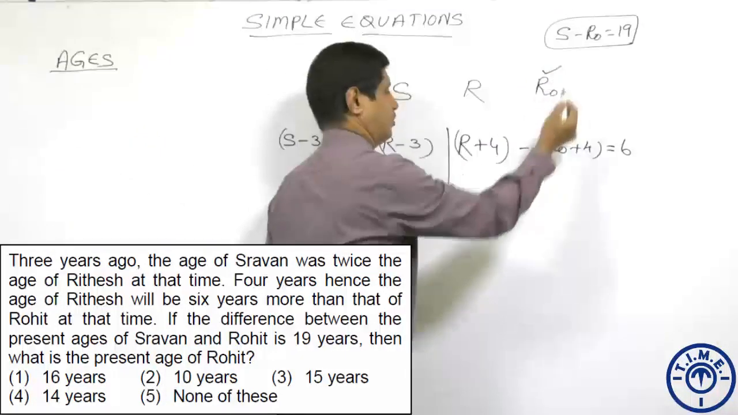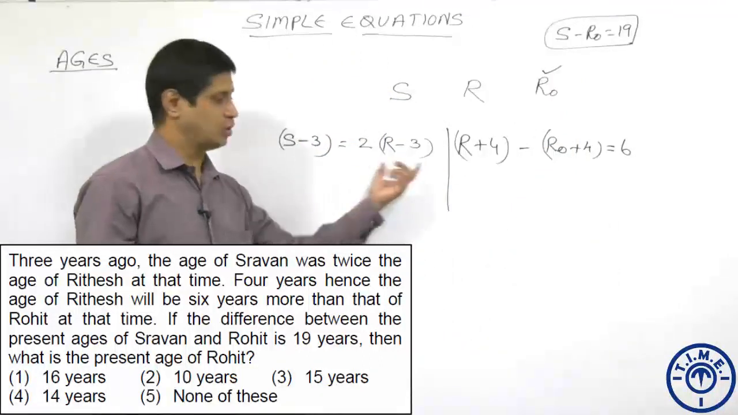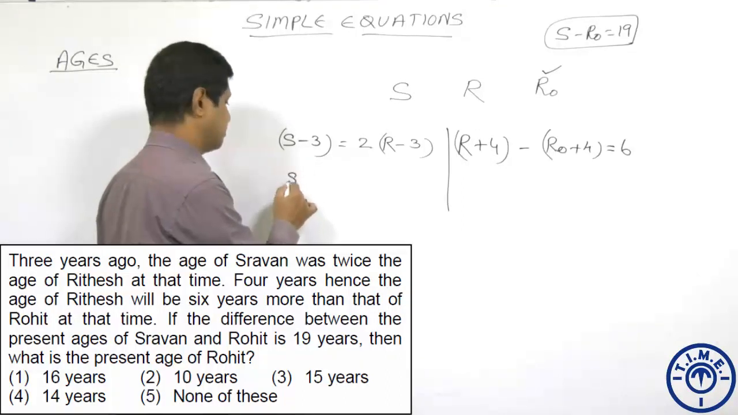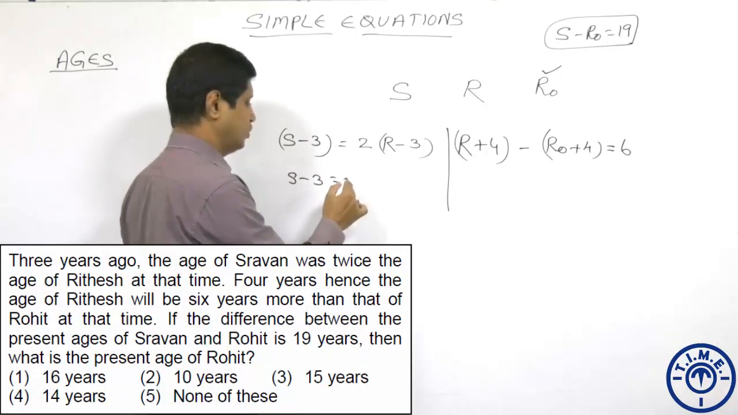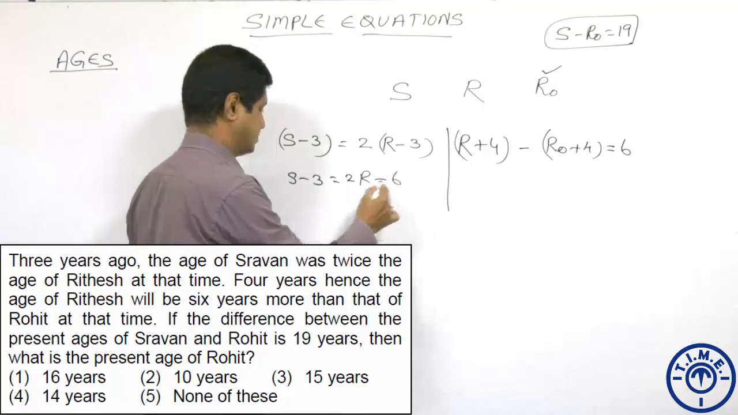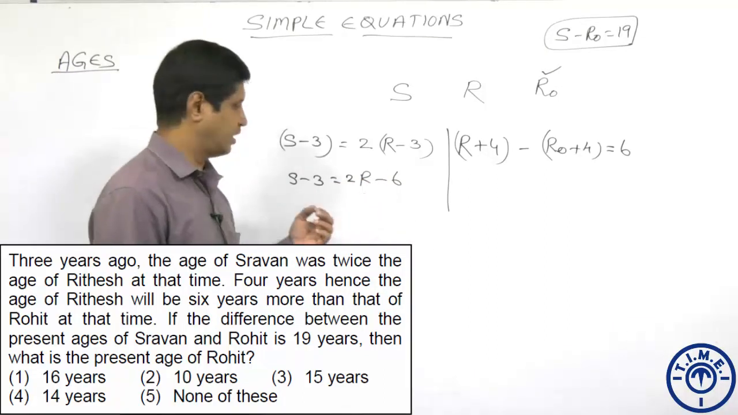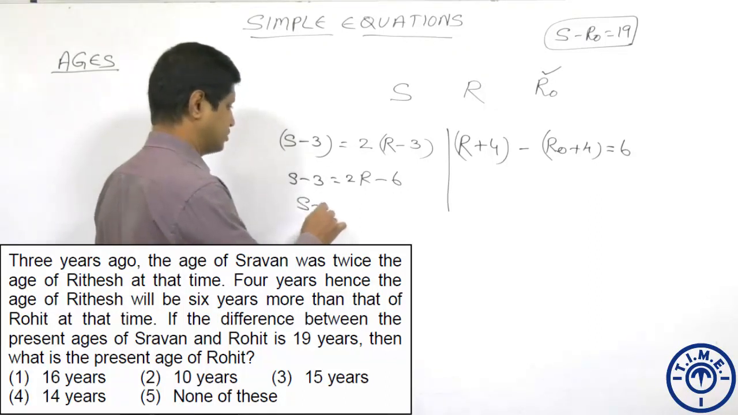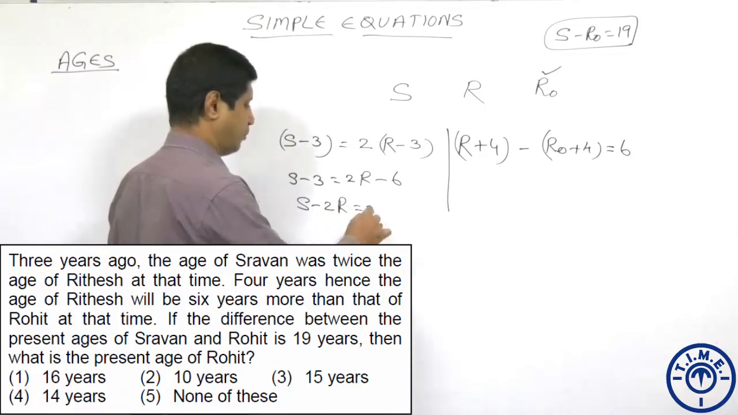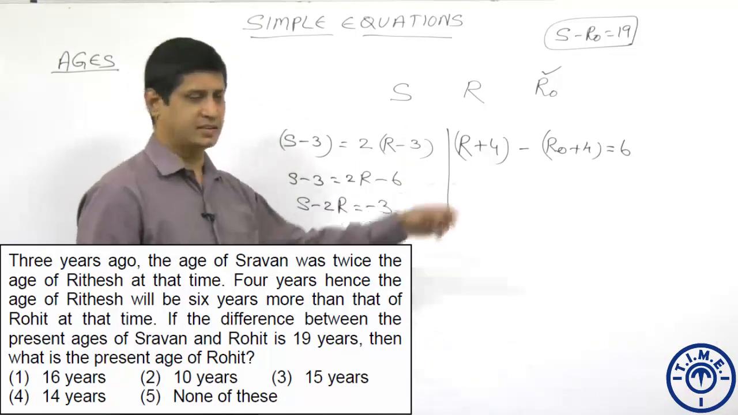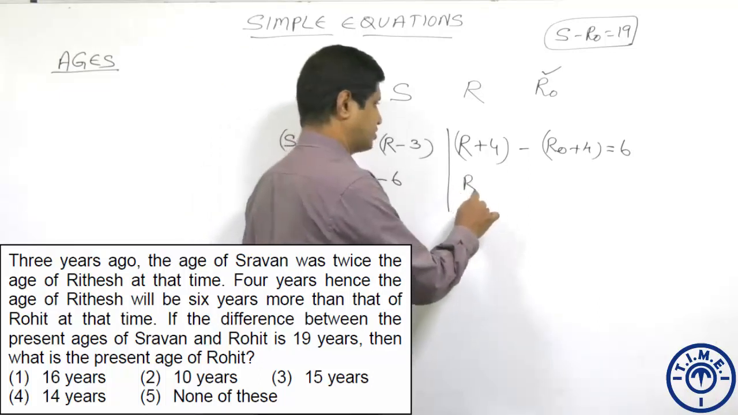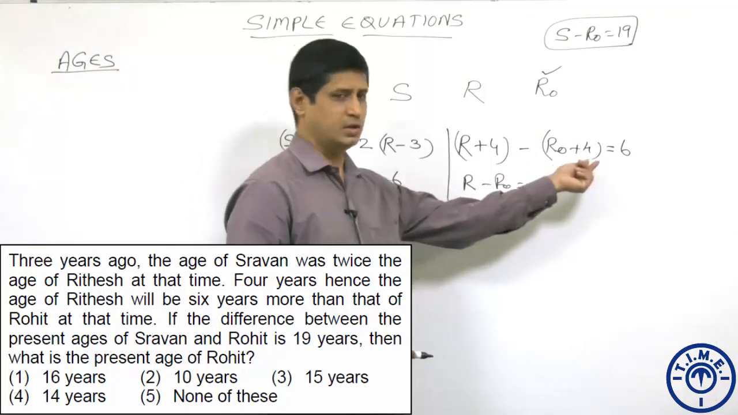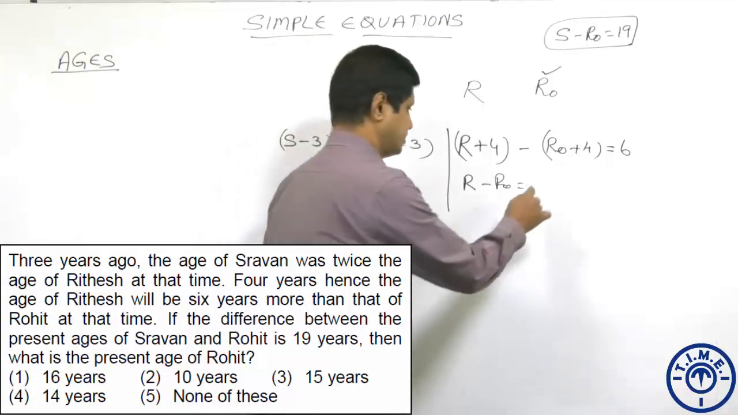Solving these, we get equations. Now, what are the equations here? S minus 3 is equal to 2R minus 6. Taking variables on one side and numbers on the other side, we get one equation. What is that equation here? S minus 2R is equal to minus 3. On the other side, Ritesh minus Rohit is equal to, now positive 4, negative 4 gets cancelled, remaining is 6.